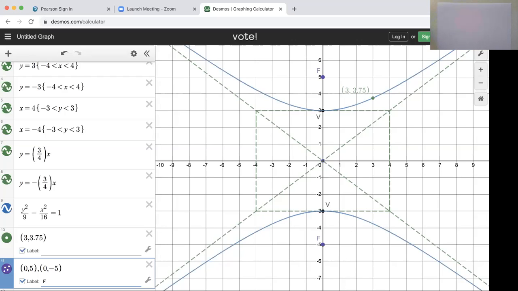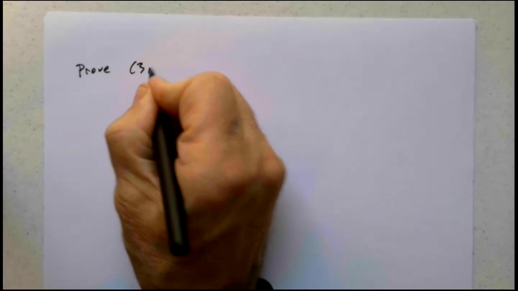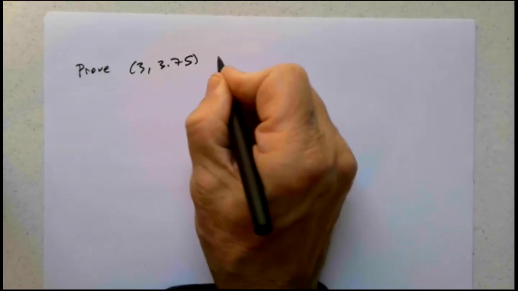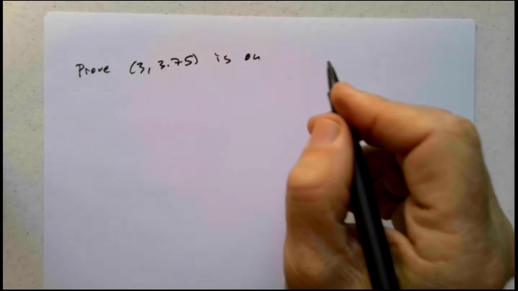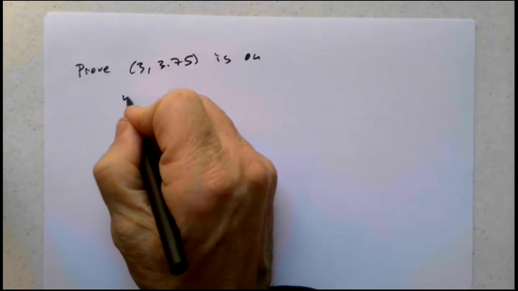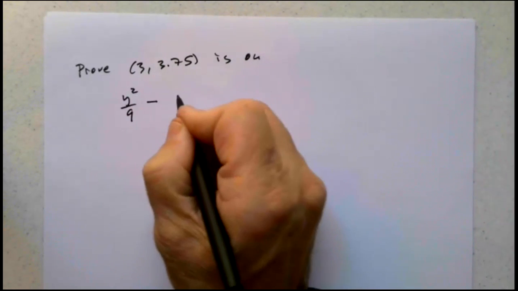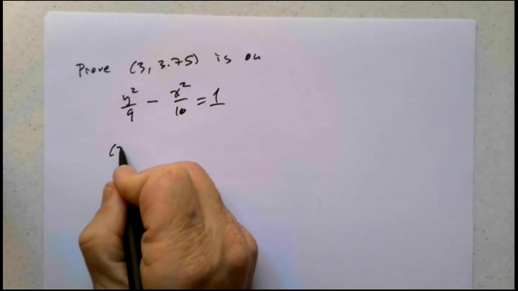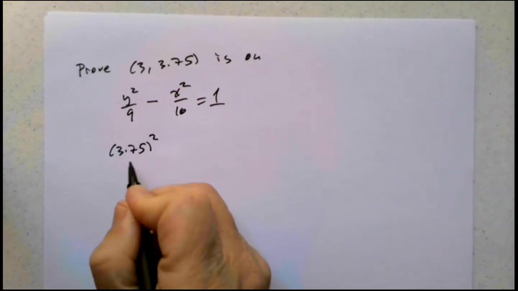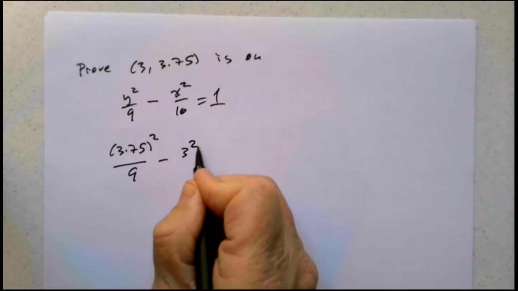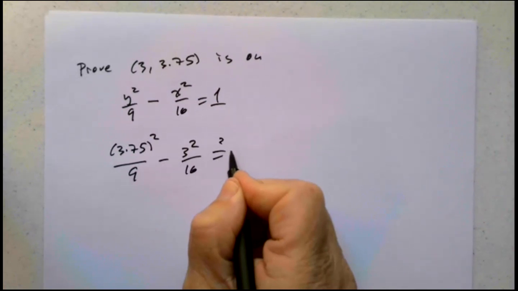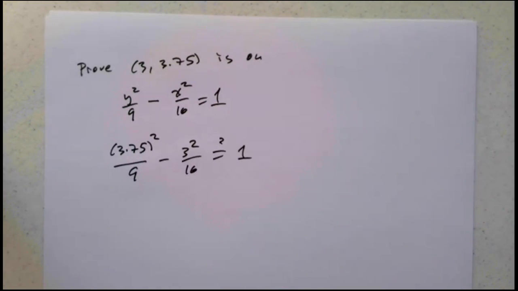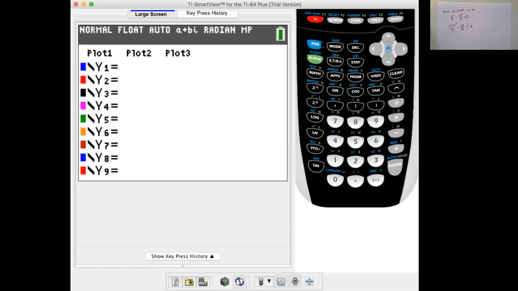So first of all, let me quickly prove that (3, 3.75) is actually on the hyperbola. What was the equation of the hyperbola? y squared over 9 minus x squared over 16 is 1. So plug 3 in for x and 3.75 in for y. That'd have to be 3.75 squared over 9 minus 3 squared over 16. Does that equal 1? So let's go to the graphing calculator and do that.